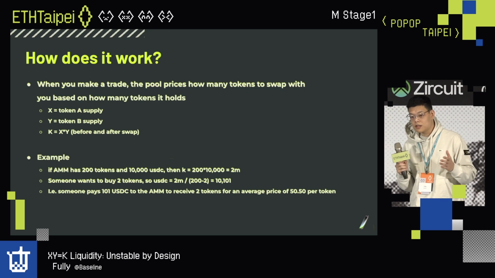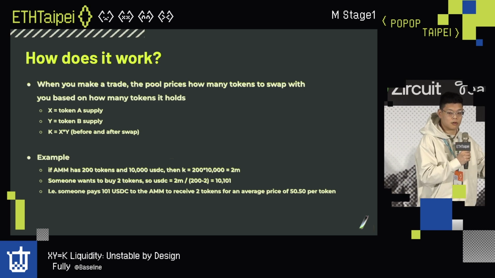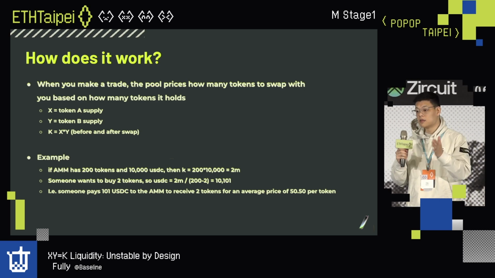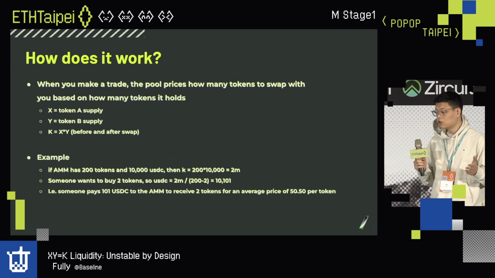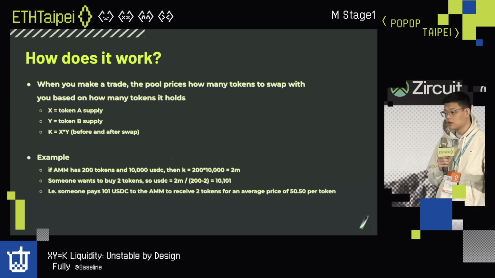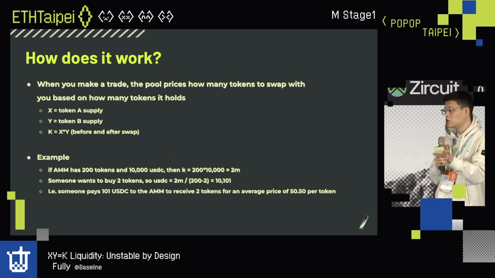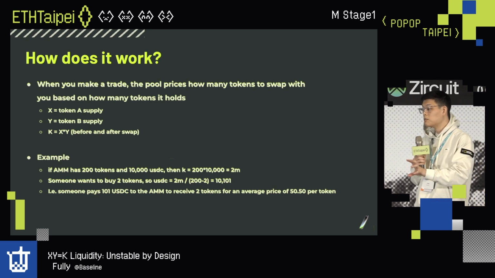So when you say XYK, X refers to one side of the token supply times another side of the token supply. That creates a constant, K. And so when you do a swap, you just have to make sure that the K stays the same when you change one of the supply numbers on the side.